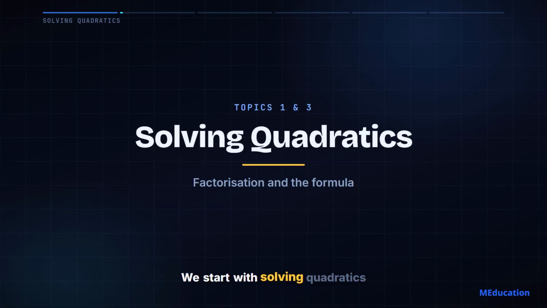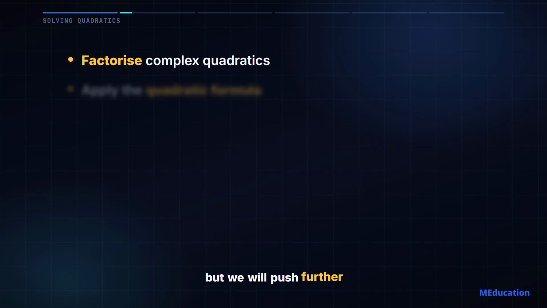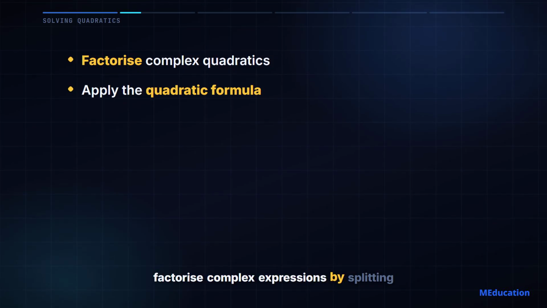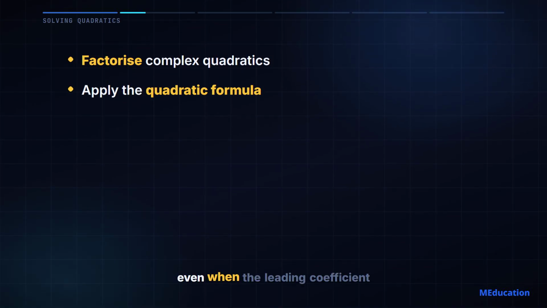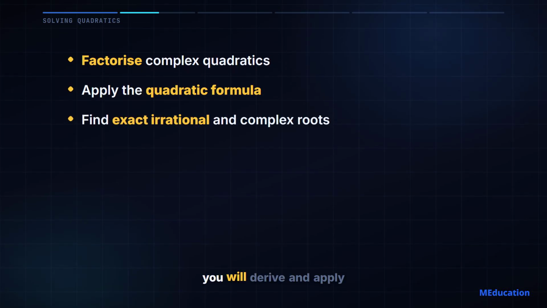We start with solving quadratics. You already know the basics, but we will push further. You will learn to systematically factorize complex expressions by splitting the middle term, even when the leading coefficient is not 1. And when an equation completely resists factorization, you will derive and apply the quadratic formula.